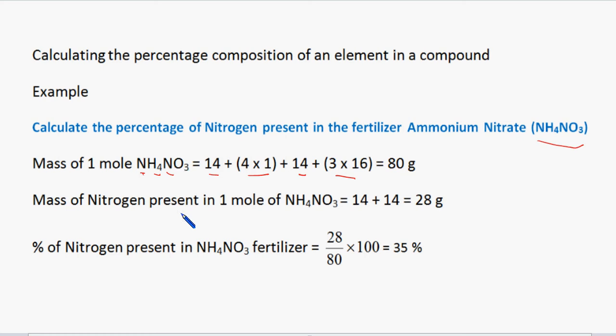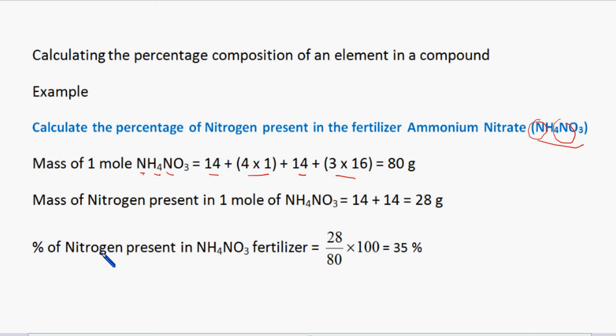What we need to do is to find the mass of the nitrogen present in 1 mole of ammonium nitrate. Now, when we look at the formula for ammonium nitrate, we have 1 nitrogen here and we have 1 nitrogen here. So therefore, we have 2 nitrogen atoms present. So therefore, the mass of nitrogen present in 1 mole is 14 plus 14. That's to take into account the 2 nitrogen atoms, and we get 28.